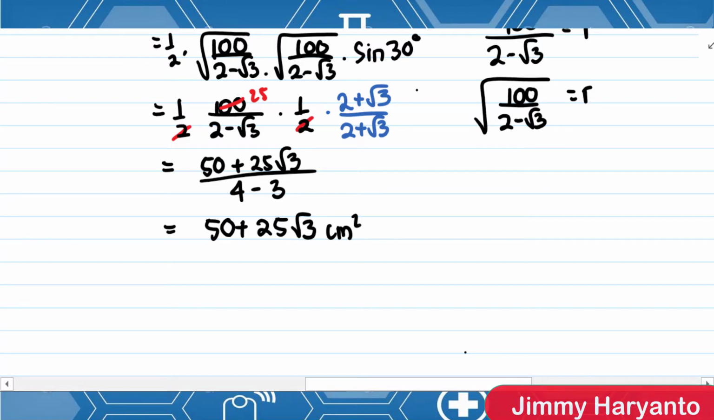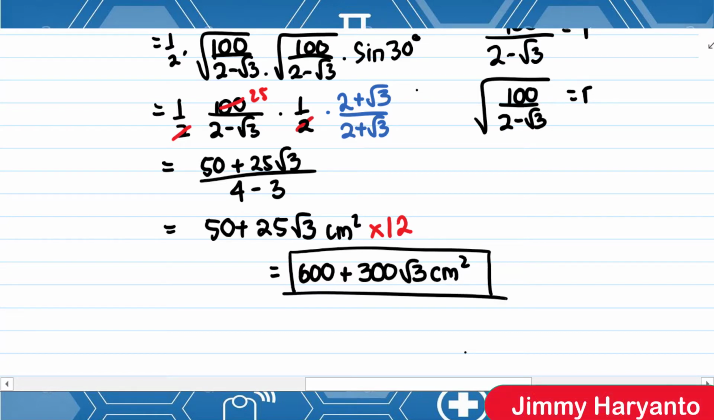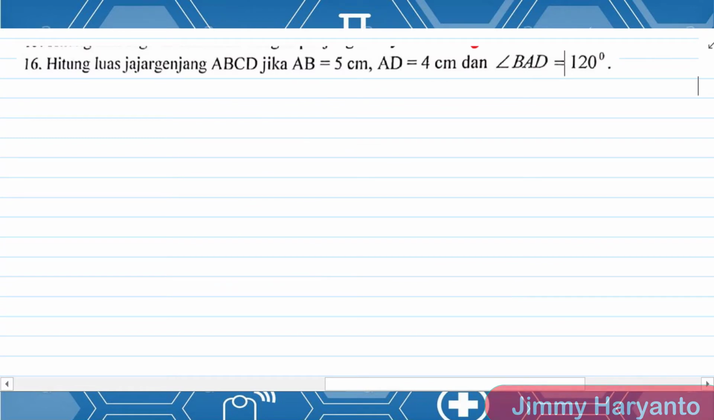This is the area of one triangle. The question wants us to find the area of the polygon. So we have to multiply it by 12 because we have 12 triangles right there. So 12 times 50 equals 600, plus 12 times 25, it's 300. 300 square root of 3 centimeter squared. So this is the area of the 12-sided polygon.